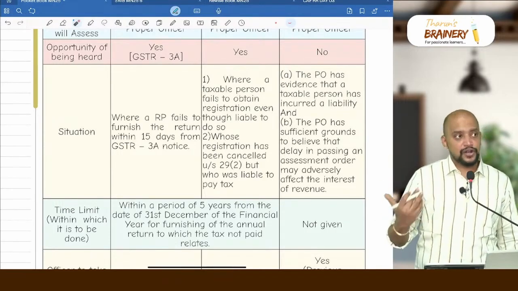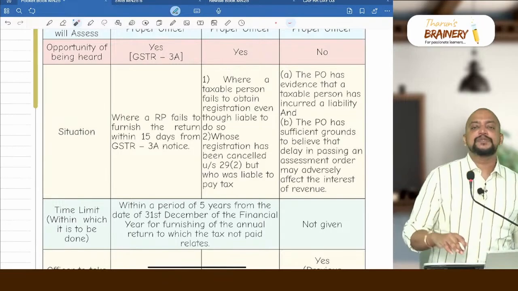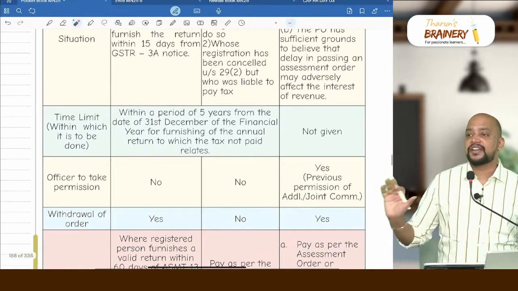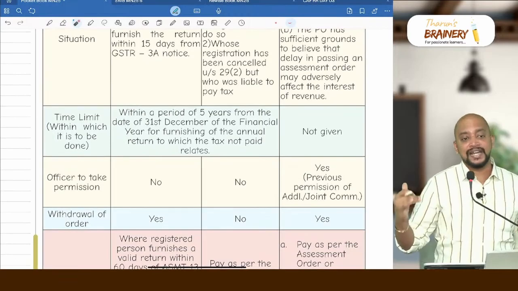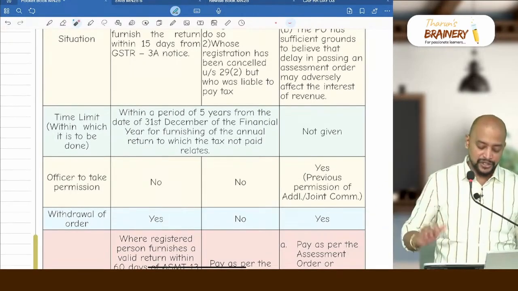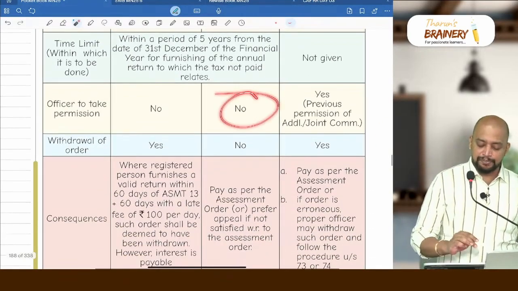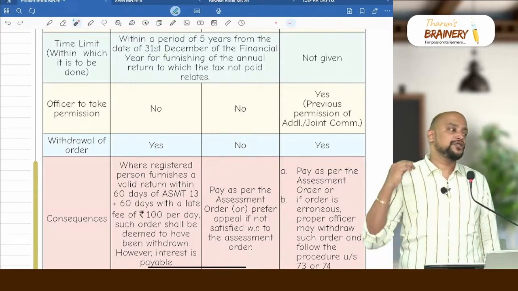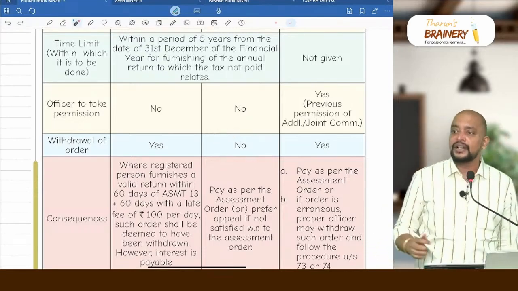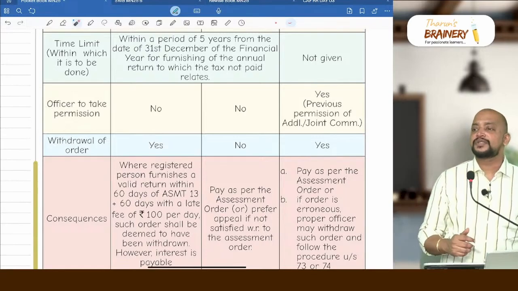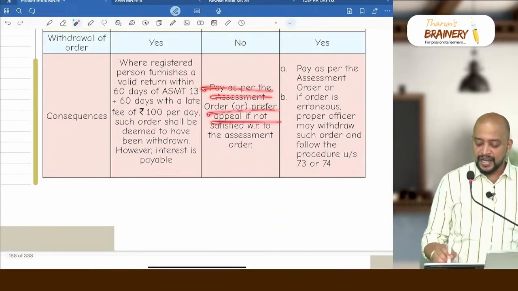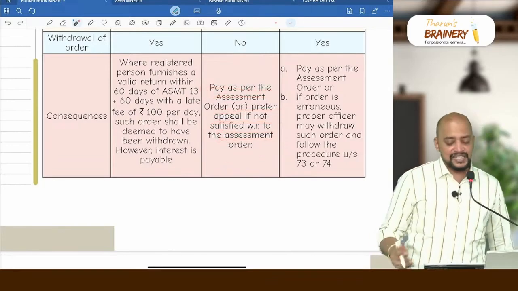Suppose if the person has not made the payment, then they can use this best judgment assessment. And what is the time limit? Same time limit, 5 years from the due date of filing annual return for the respective financial year. Officer to take permission? No. Withdrawal of order? No. Here there is no withdrawal of order. We need to pay as per the best judgment assessment order. If you don't want to pay as per best judgment assessment order, go for appeal. So pay as per the assessment order or prefer an appeal if not satisfied with the assessment order.